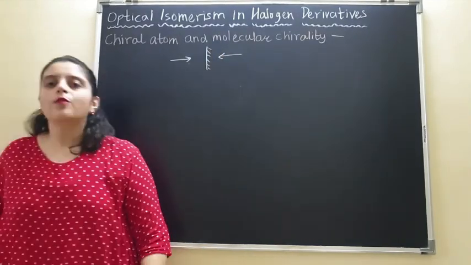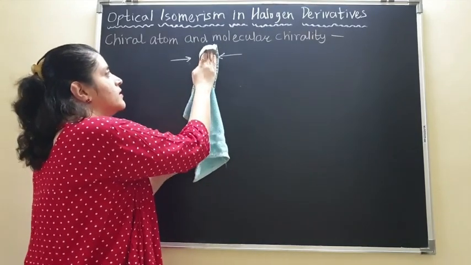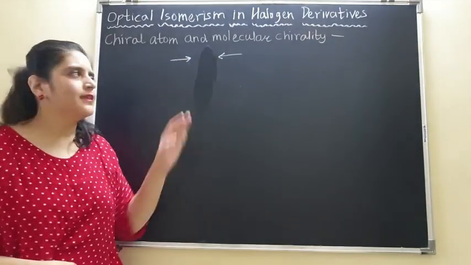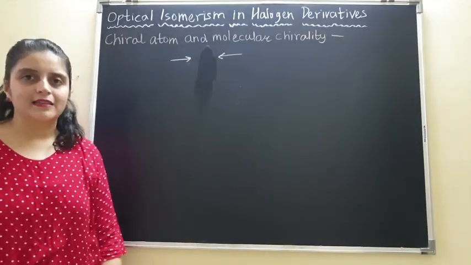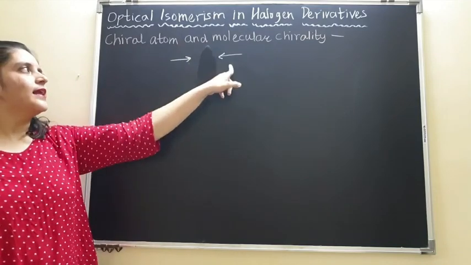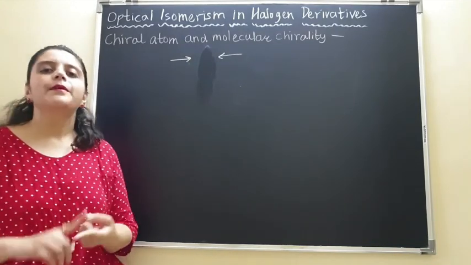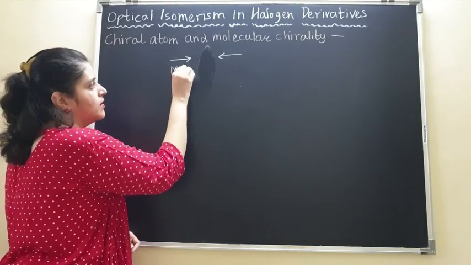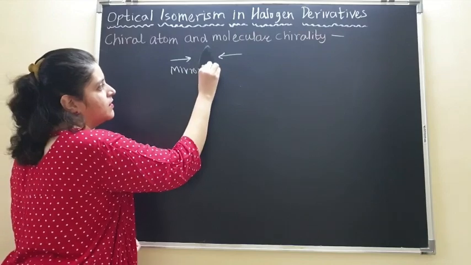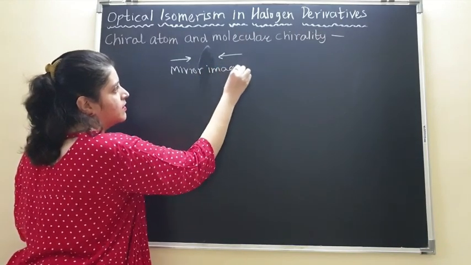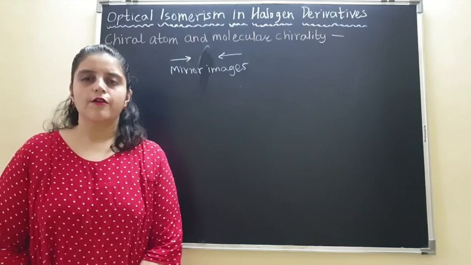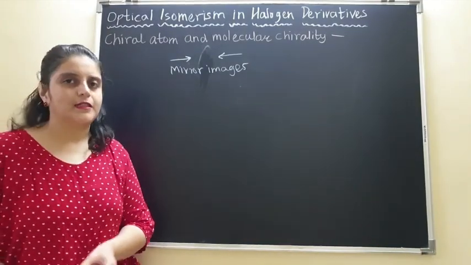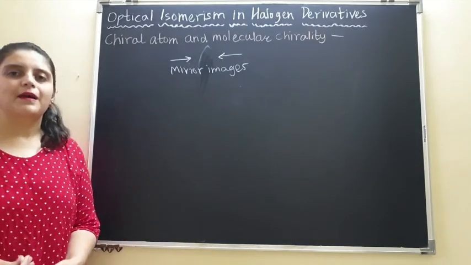Now imagine that there is no mirror, and we simply have two arrows like this, two different structures like this. Also in such cases, we can call such images mirror images of each other. Now in these mirror images also there are two types. So let me start with one simple example.